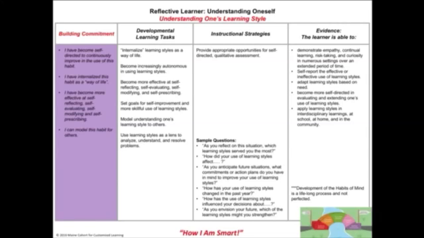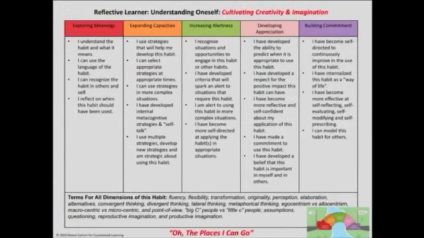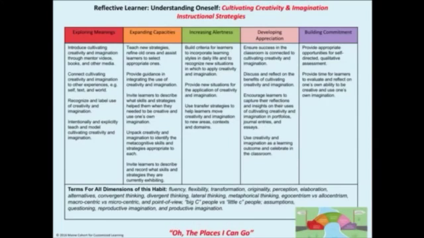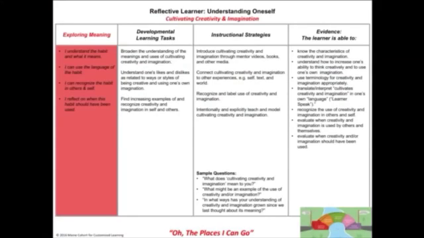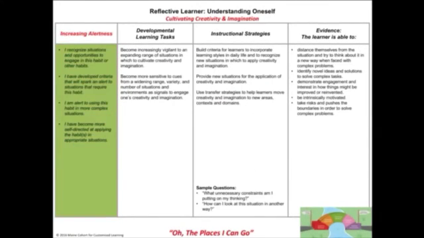So this sequence of 8 slides continues for each one of the 12 habits of mind. So we would go to the next one here, the habit of mind, cultivating creativity and imagination. And again, you have a summary slide describing each of the dimensions and then the terms that are important at the bottom. Here you've got your evidence summary slide, your instructional strategies summary slide, and then 5 separate dimension slides for each one of the dimensions of growth.